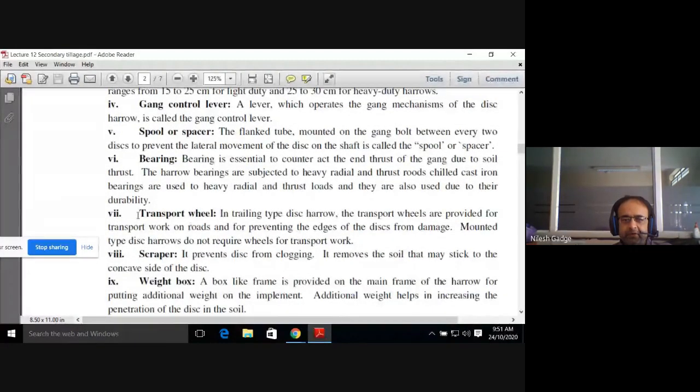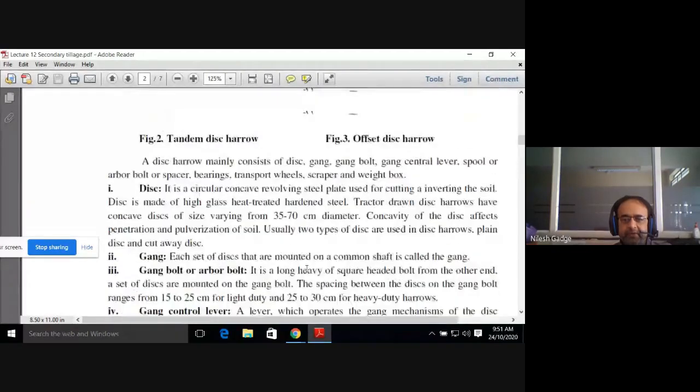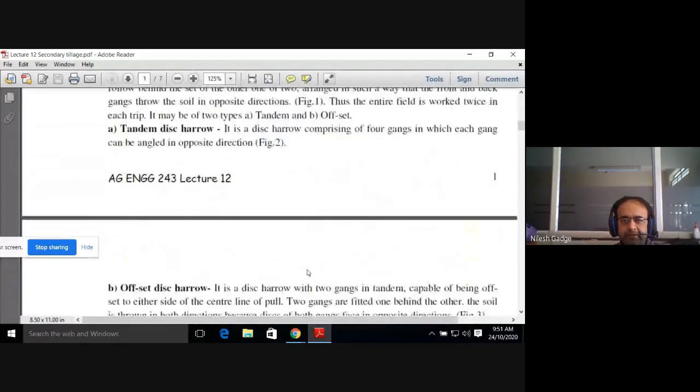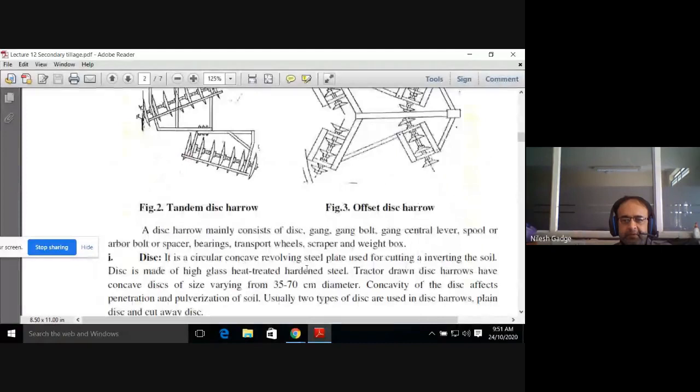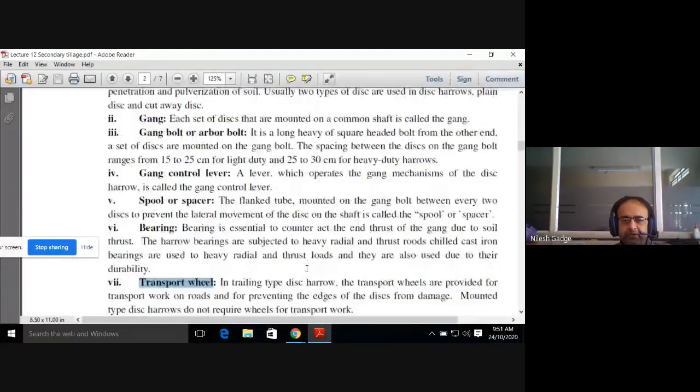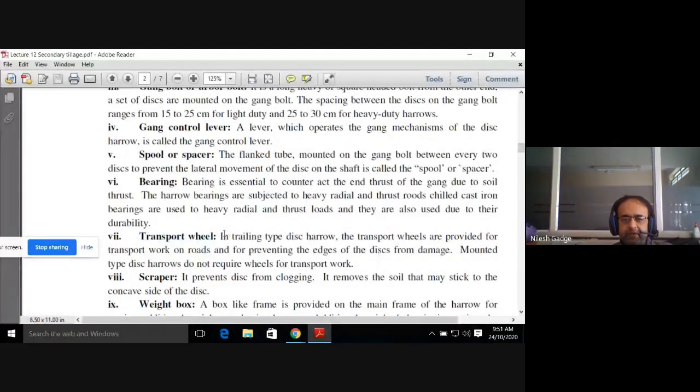Then transport wheel is also there. Transport wheel, maybe you have not seen this, it is not shown here. But what is the use of that? When the disc harrow is a trailing type of equipment, the transport wheels are provided to transport it on the roads, preventing the edges of the disc from being damaged. And mounted type of disc harrow does not require wheels for transport work.